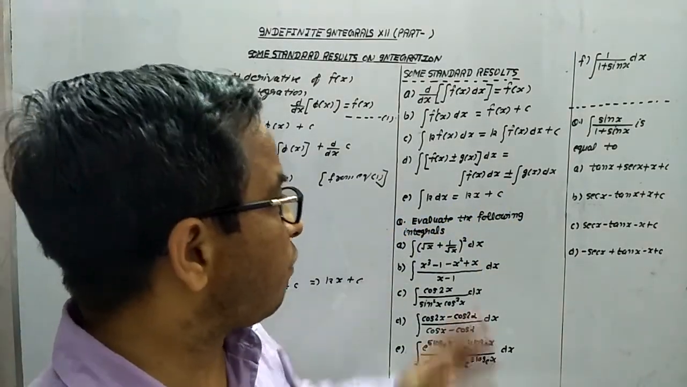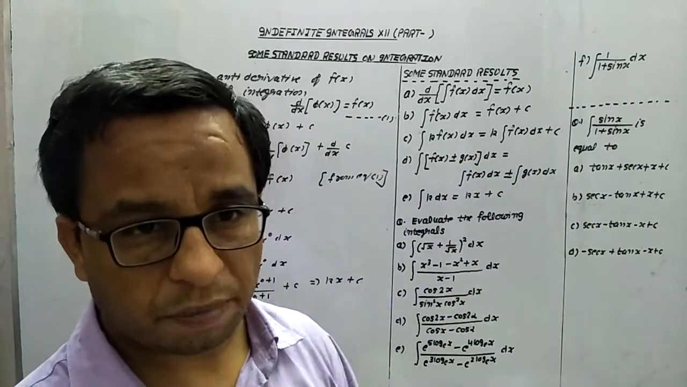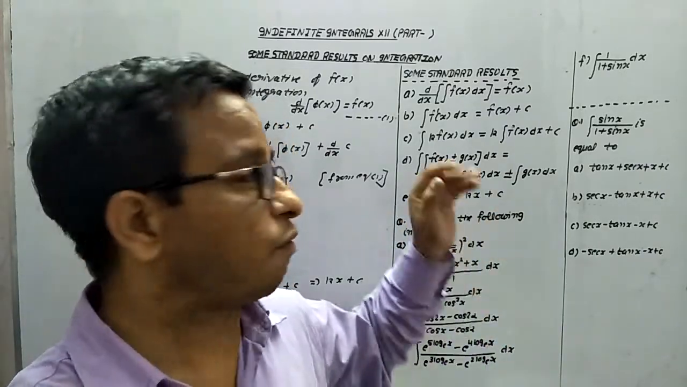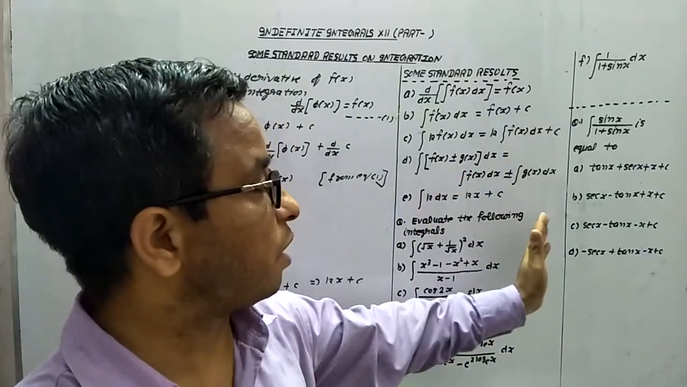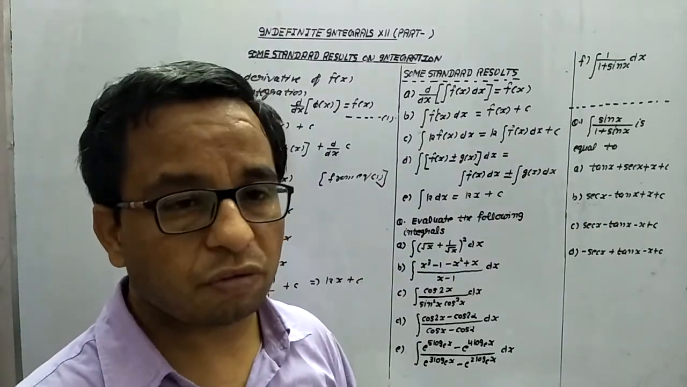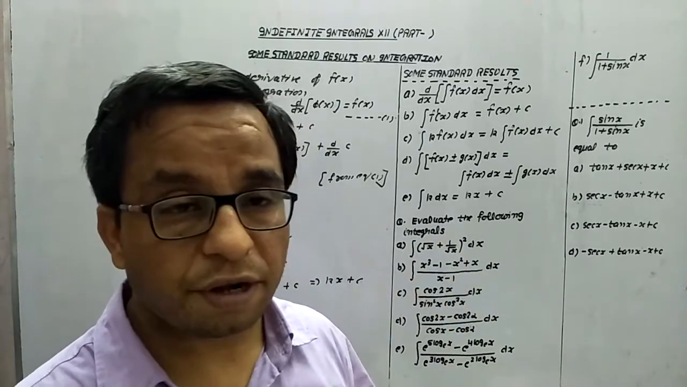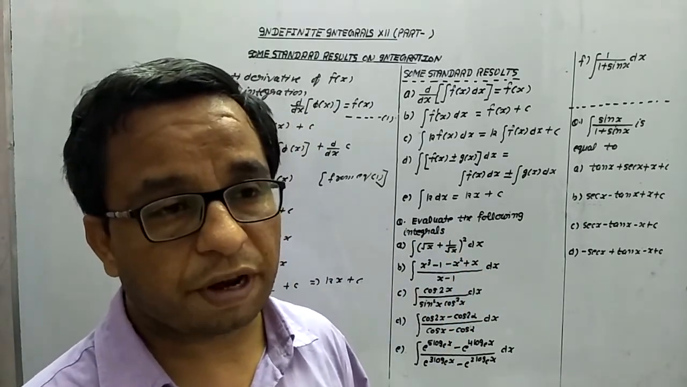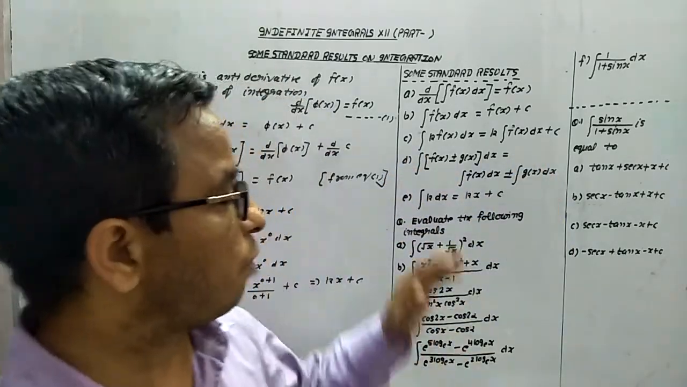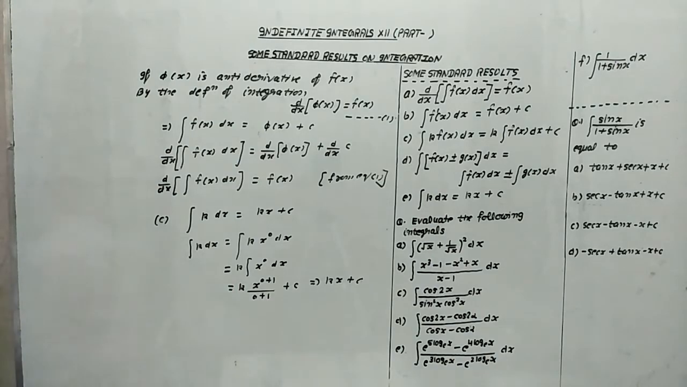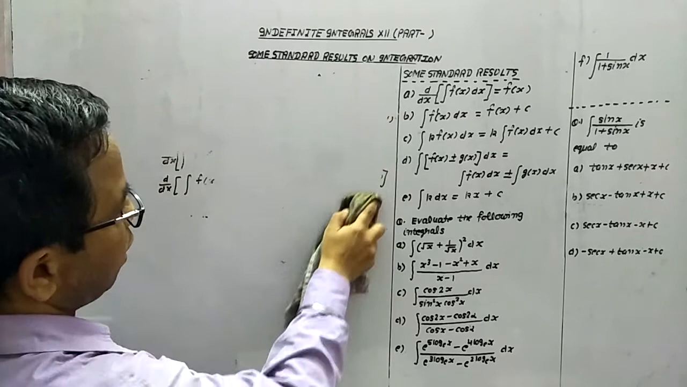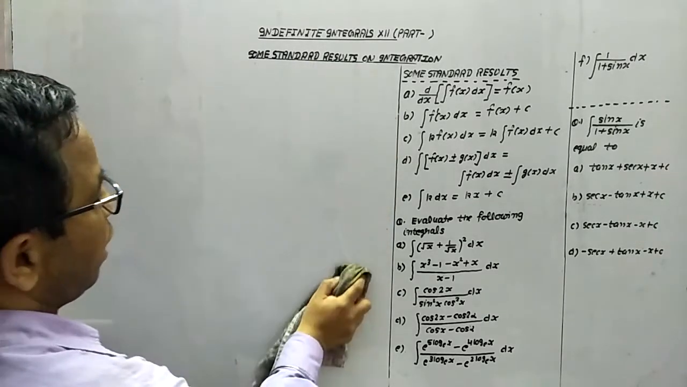Now another part: if we have two functions in addition or subtraction, then the integration of f(x) plus or minus g(x) dx is equal to the integration of the first function plus or minus the integration of the second function. But in this regard, whenever we do the integration, we use the constant of integration only one time if we are doing it all together. Now, on the basis of this, let's do some questions. Then this will be clear to you. But these starting points are very important to solve the questions.